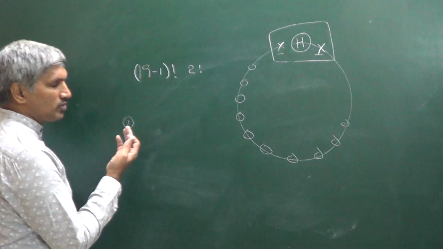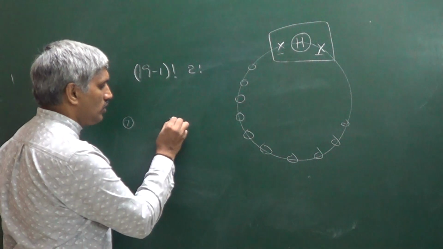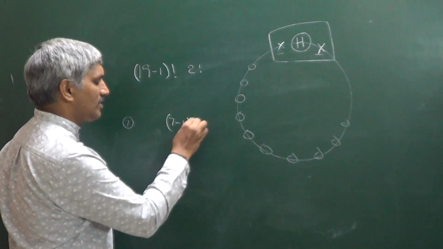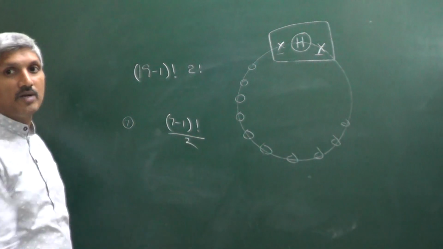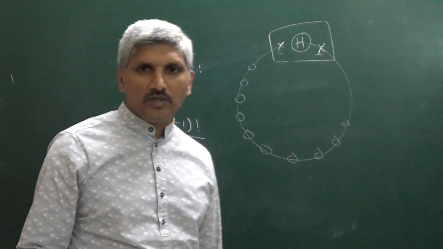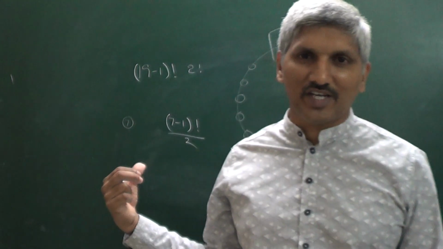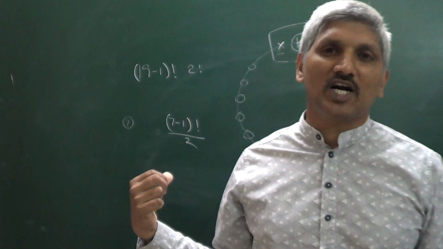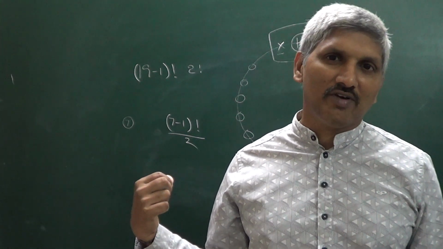So as I told in the earlier example also, we can write directly 7 minus 1 factorial divided by 2, right? Because where there is no significance for clockwise and anti-clockwise direction, we have to divide by 2.